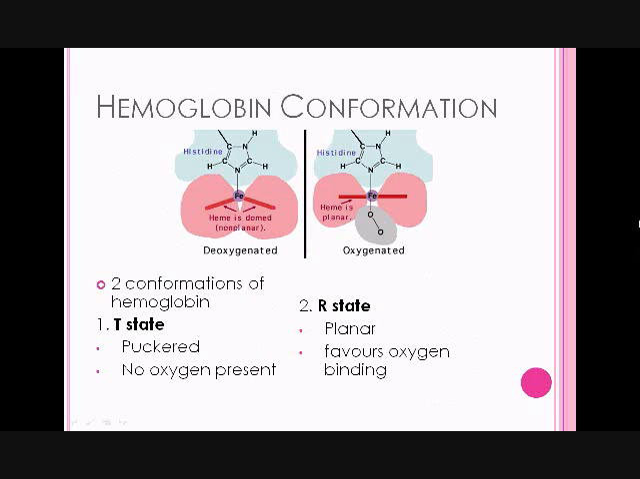Hemoglobin conformation. There are 2 different types of conformation of hemoglobin. The first type is the T state, which is puckered because no oxygen is present and attached to the iron atom. And the second state is the R state, which is planar, and it favors oxygen binding.